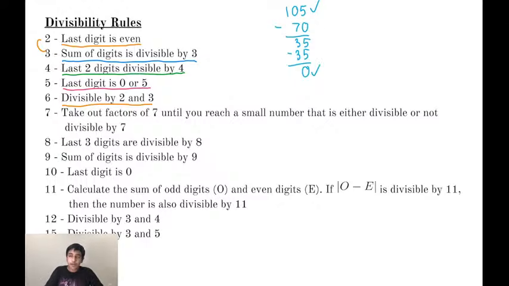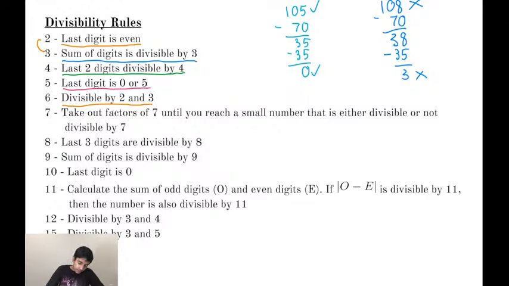Now let's take a number that's not divisible by 7, so maybe 108, for example. For 108, what we can do is we can take out, again, 70, and we get 38. And we can take out 35, because we know that's divisible by 7, to get 3. And since 3 is not divisible by 7, 108 is also not divisible by 7. This trick also works for other numbers, not necessarily just 7. It can work for any number. But for 7, there's not really a good trick, so that's why I'm using this method.